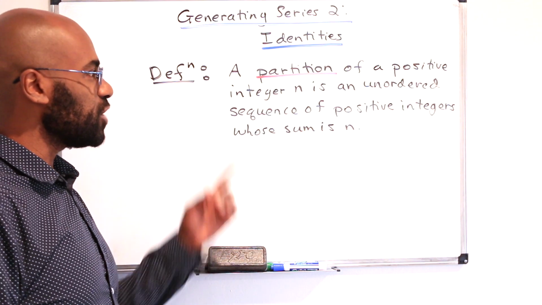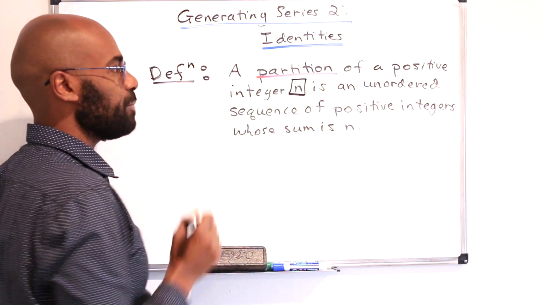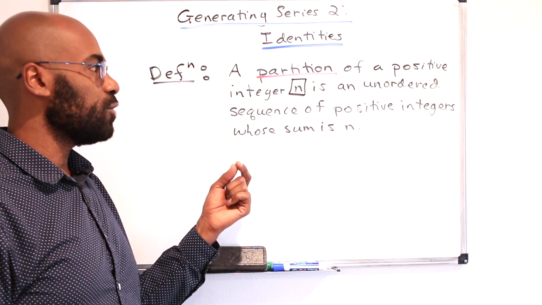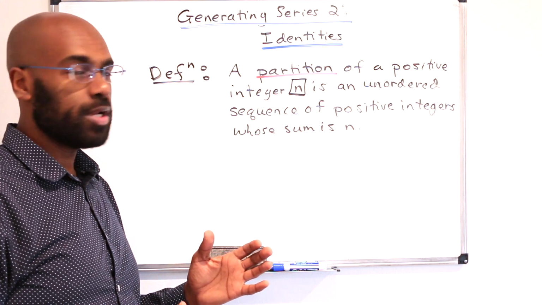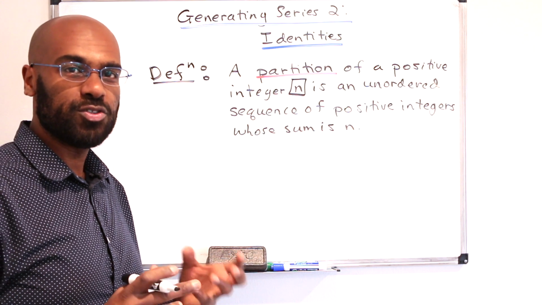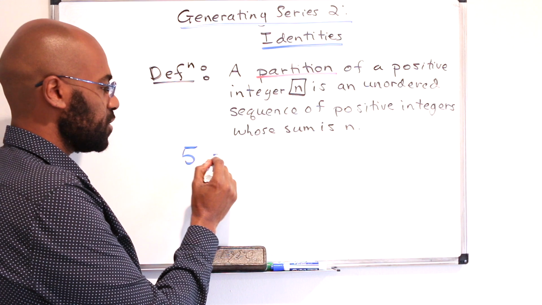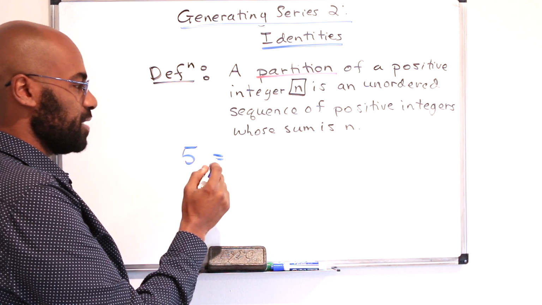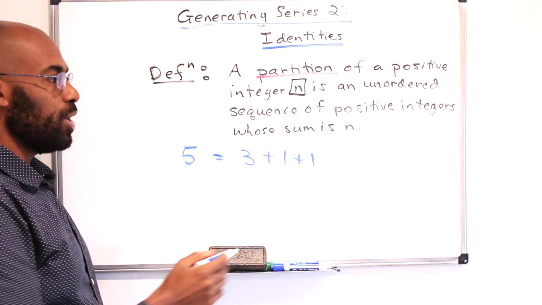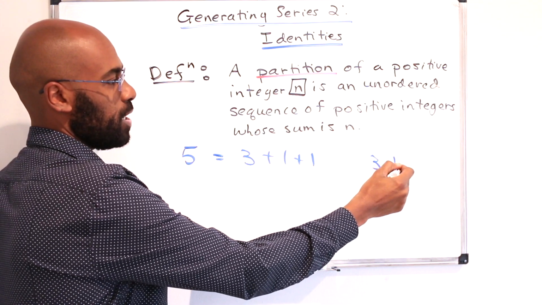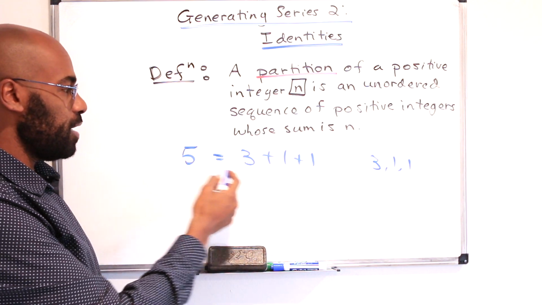Okay, so a partition of a positive integer n, so we're given a positive integer, is an unordered sequence of positive integers whose sum is n. So let's break this down with an example to get a sense of what this actually means. Let's take, for example, the positive integer 5. Here is one way to express 5 as a sum of positive integers. We can write it as 3 plus 1 plus 1, right? And so the sequence 3, 1, 1 is an example of one particular partition of the number 5.